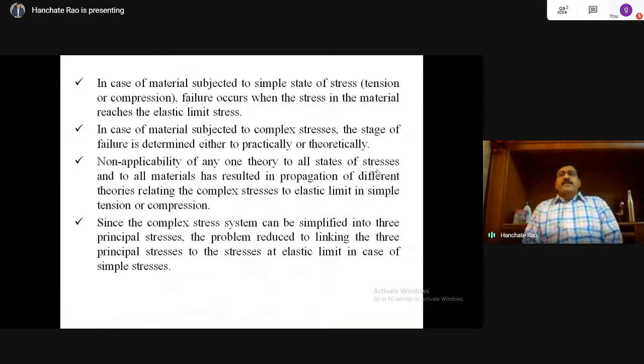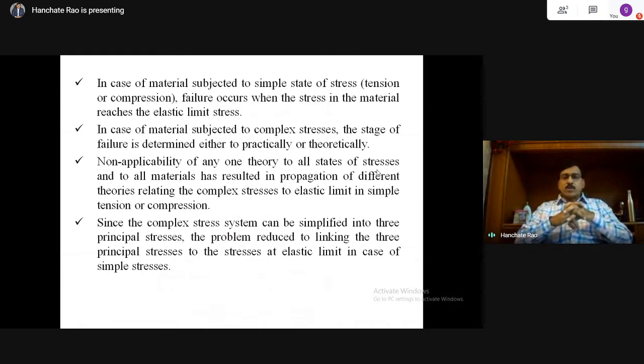If the material is subjected to either tensile stresses or compressive stresses, failure occurs when the stress in the material reaches the elastic limit. We are assuming that failure occurs once the stress reaches the elastic limit. So this is the material property. If you take your first year classwork, when you apply the stress strain diagram for a mild steel rod, the elastic limit we consider is the limit up to which the stress is directly proportional to strain.